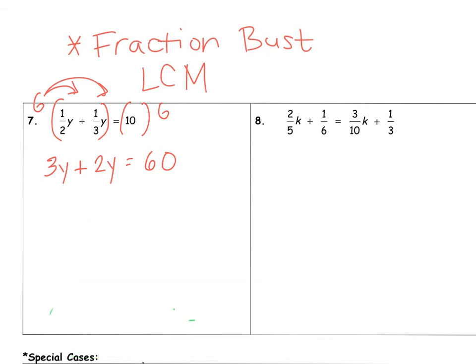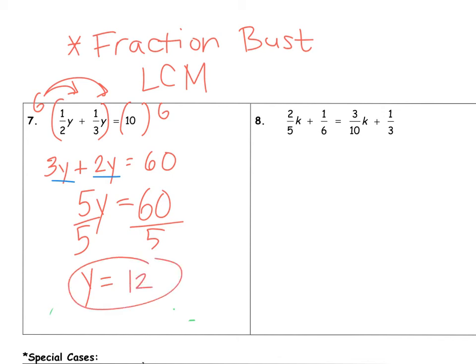So let's get back to solving these equations. Notice we do have like terms that I can combine. So I have my 3y and my 2y. So when I add 3y plus 2y, I get 5y equals 60. And so now I can go about solving 5 times y. So to undo times 5, we divide both sides by 5. And 60 divided by 5 is 12.